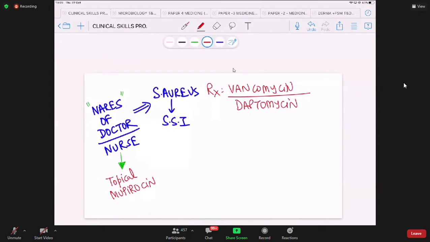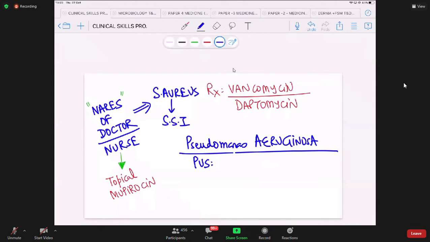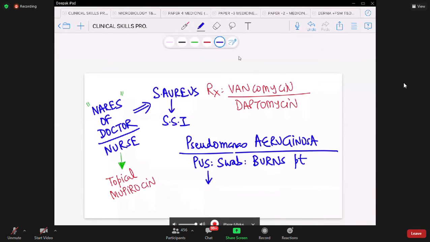But what I asked you was for Pseudomonas. Nasty chap, no? Pseudomonas aeruginosa. Can you tell me the culture media for Pseudomonas aeruginosa, guys? You have today in a hospital taken a pus swab. You've taken a swab of pus from a burns patient in your ward. You are transferring it to the micro department. The microbiology resident will plate it on which culture media?